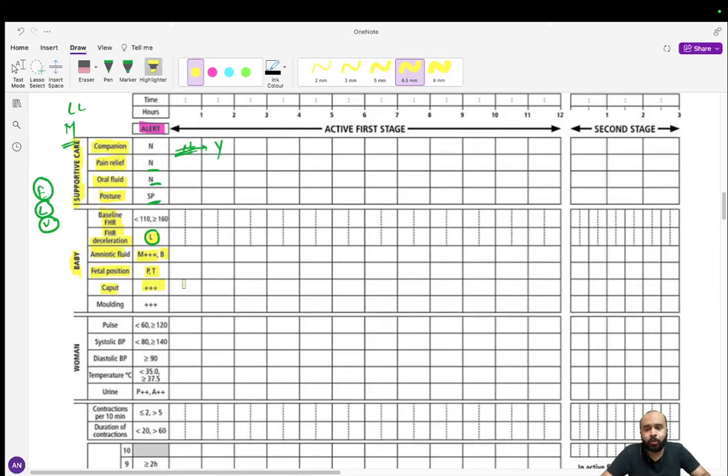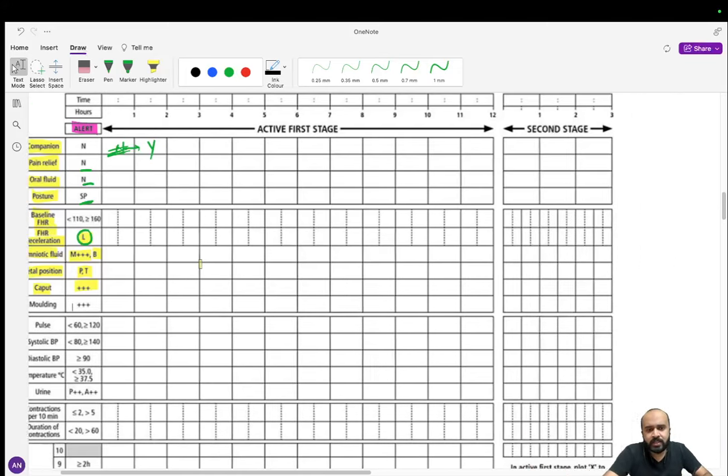Caput. What is caput? Caput is caput succedaneum. So whenever the baby is in labor, because of the pelvis, especially the pelvic inlet, once it gets engaged, it presses upon the fetal head. So that part of fetal head that is compressed, the pelvis is going to prevent the lymphatics of the fetal head from sending all the fluid collection back to its body. That is why the fetal head starts getting a swelling.